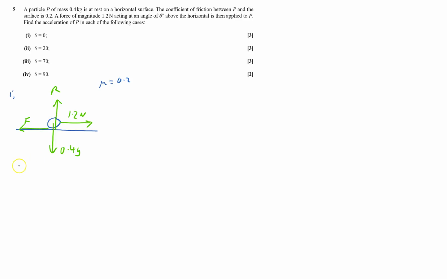We've got limiting friction, so resolve vertically. No acceleration there, so I'm just going to say that up equals down. That means that R equals 0.4g. That's good. I've got limiting friction, and that will be equal to mu R. So that will equal 0.2 times 0.4g, and that equals 0.784.